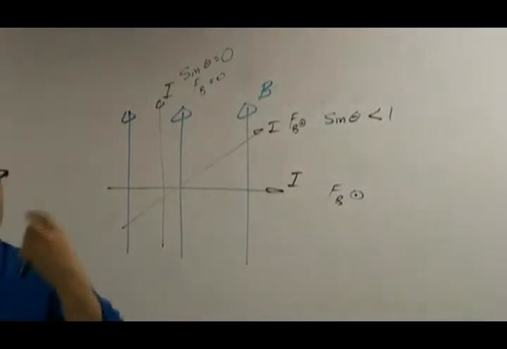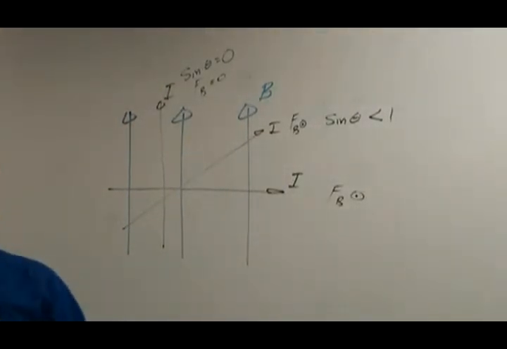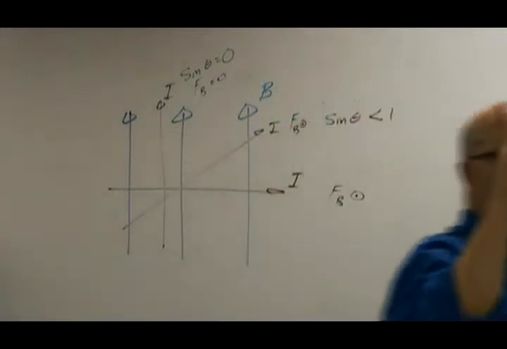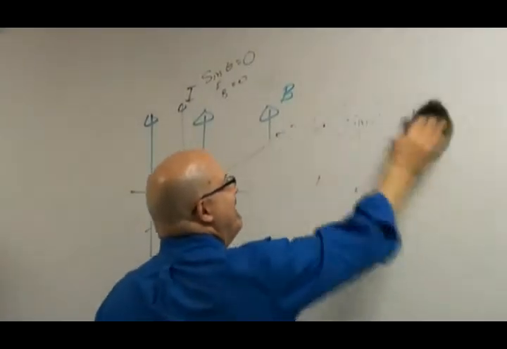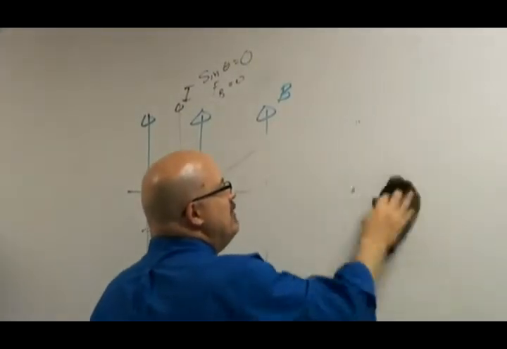So your B field and your velocity or current do not have to be in the same direction. You can have an angle between 0 and 180. 0, 90, 180, 45, 63. 63. Can you try not to confuse me? I try not to confuse you every day.